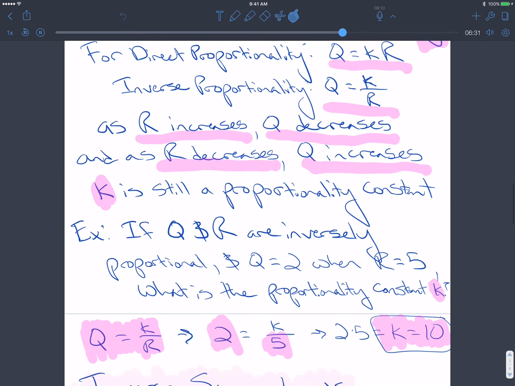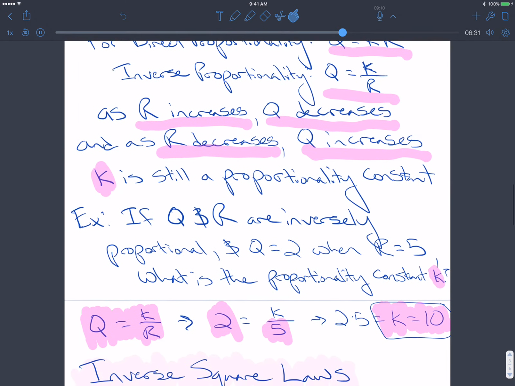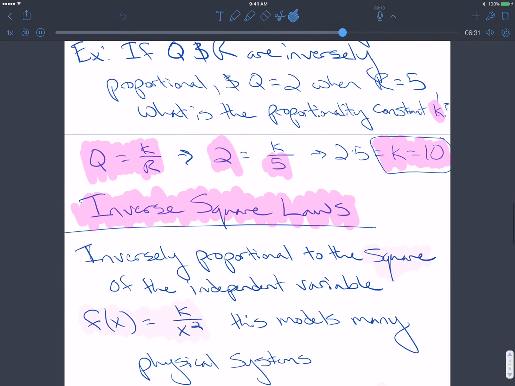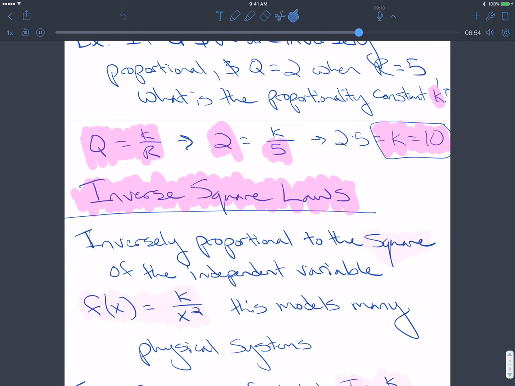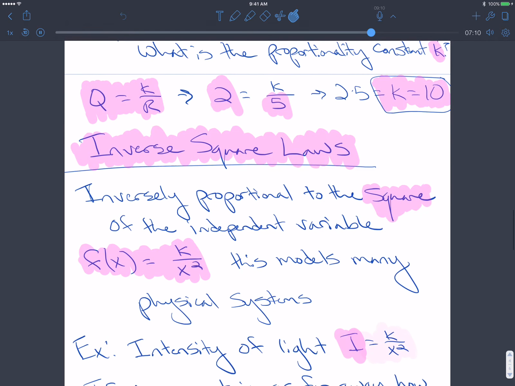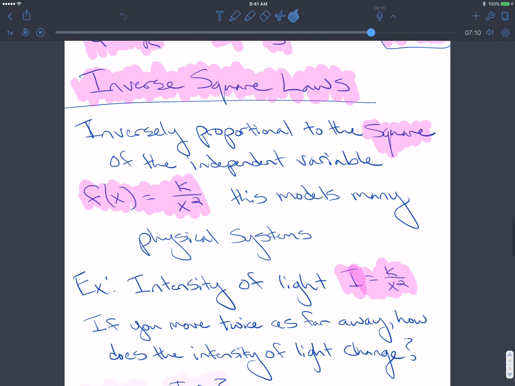These are the types of things that you're going to do manipulation-wise with these functions. If I give you a specific application using inverse square laws, which takes it to another level, because instead of being just an inverse relationship with 1 over x, we're now looking at an inverse proportionality to the square of x. And so generally we would talk about this as f of x equals k over x squared. And this models a lot of physical systems, actually. So we are going to just talk about one for this video, and that will be the intensity of light, where the intensity is equal to some proportionality constant k divided by x squared, where x is the distance you are from the light source.